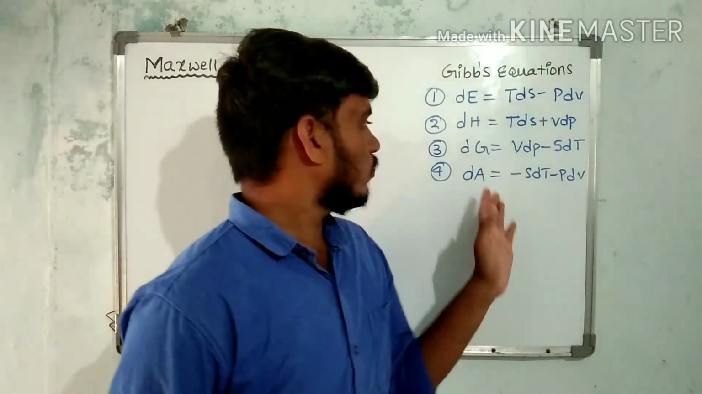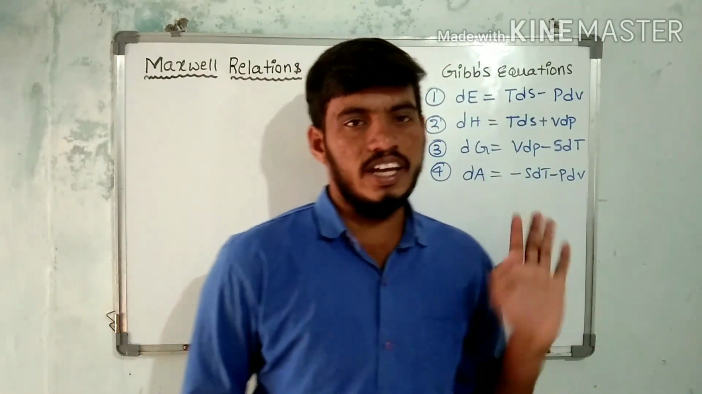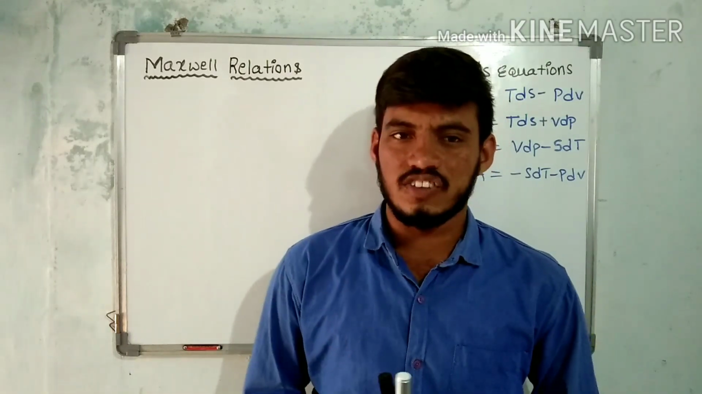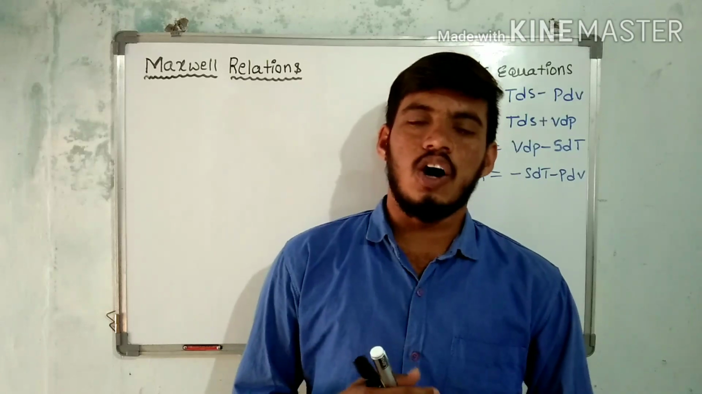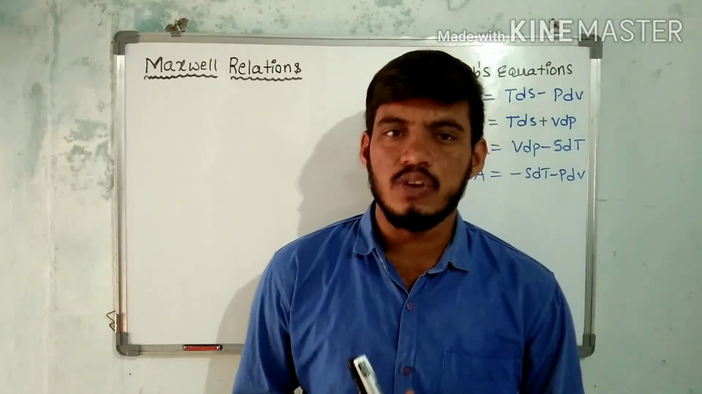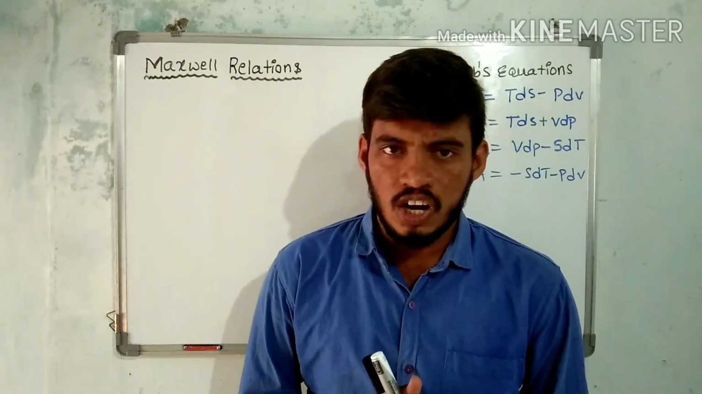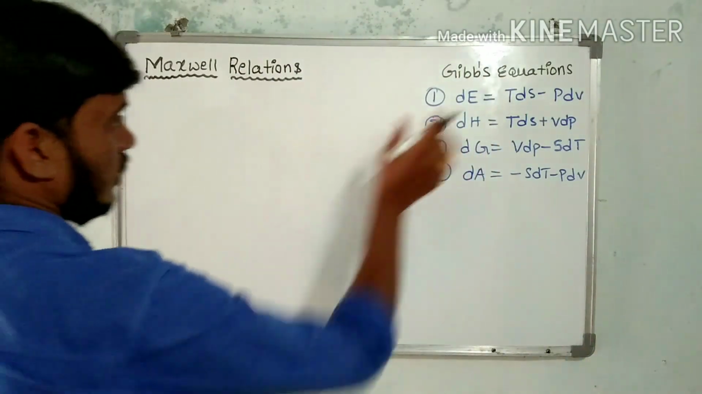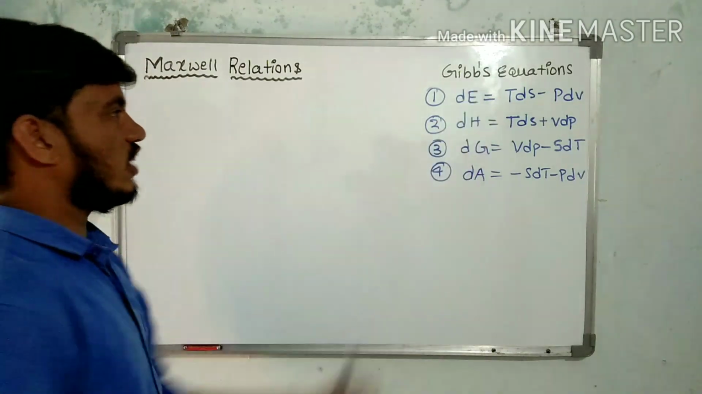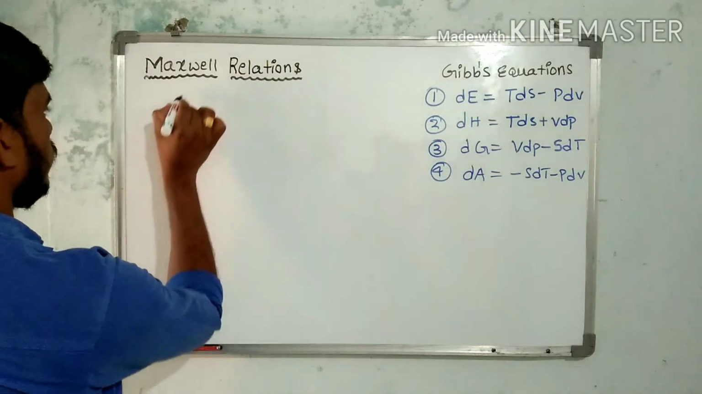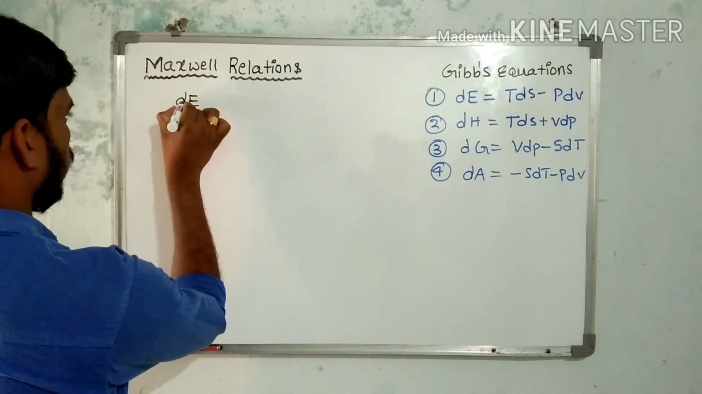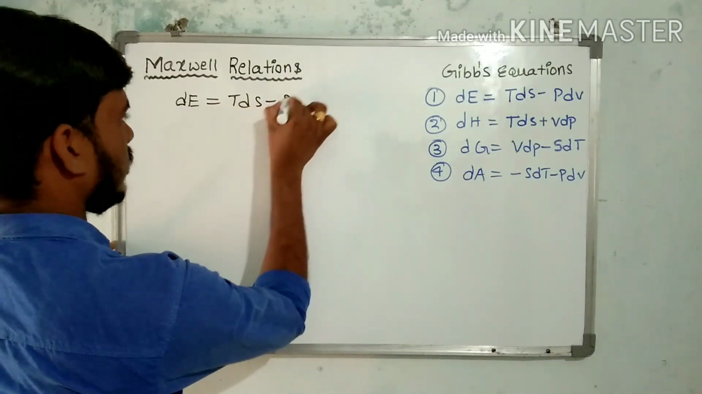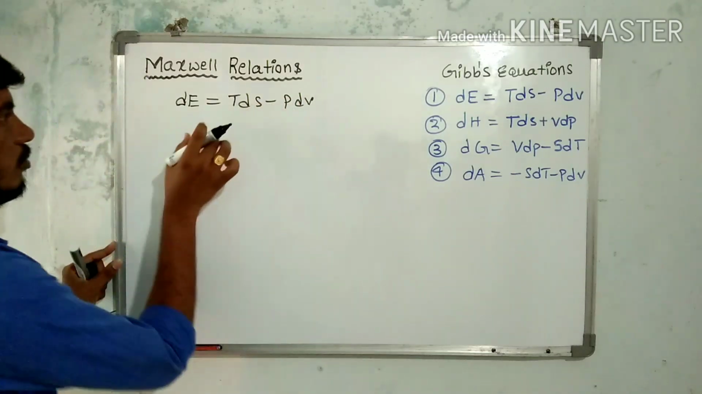Now, these four Gibbs equations are present. These four equations are used to derive the Maxwell equation. Now in this section, how to derive the Maxwell equations by using these Gibbs equations. Let us start. See this board. First of all, this is one of the Gibbs equations. The Gibbs equation is dE is equal to TdS minus PdV. This is one of the Gibbs equations.